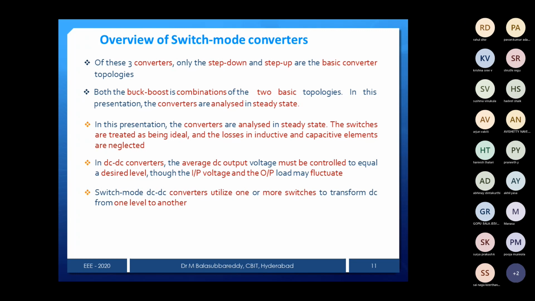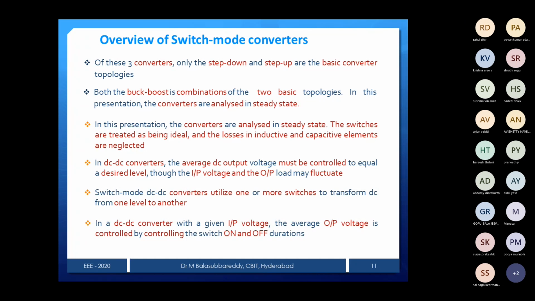A switch mode DC to DC converter utilizes one or more switches to transform DC from one level to another level. The diode is also one of the switches, and a BJT, a MOSFET or an IGBT is also a switch. Like that, you may use a number of switches to get our desired output voltage.